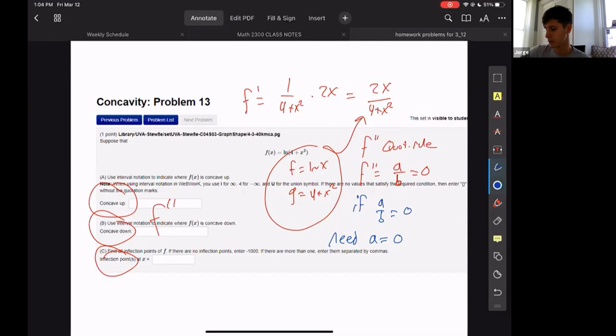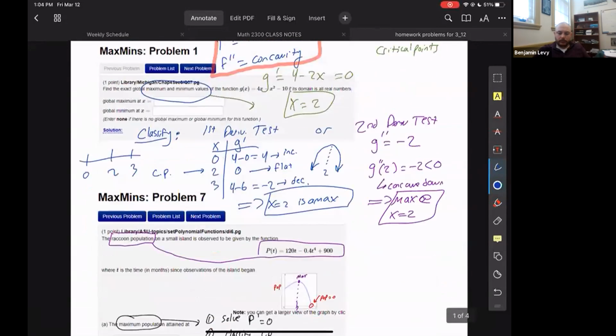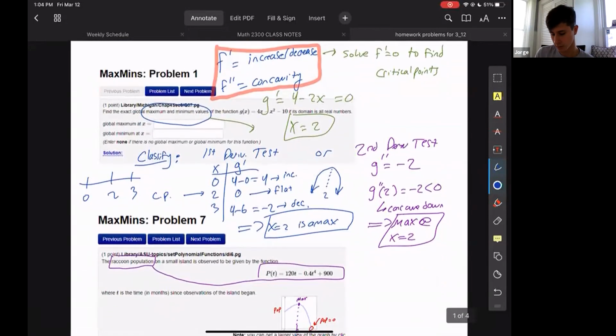Can I ask something? Yeah. So question number 1 for max mins, the one that you were doing before. Yeah. It's kind of stupid, but I just can't understand it. I know how to get the global max, I got it right, but how do I get the global min?